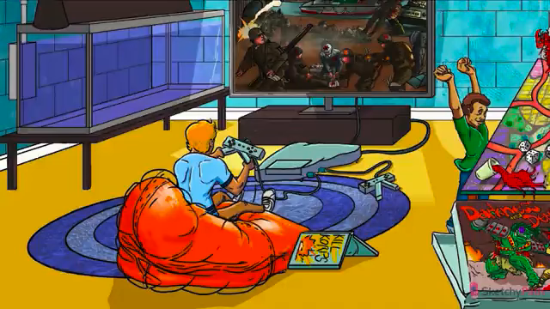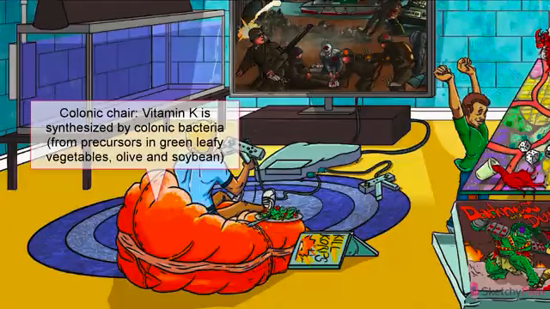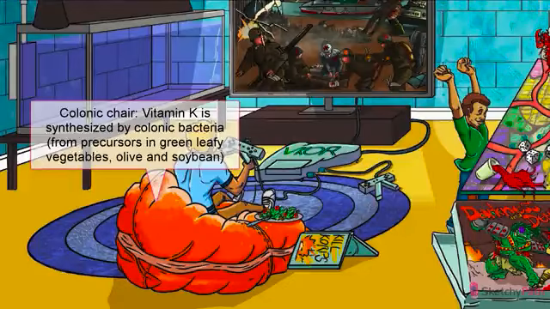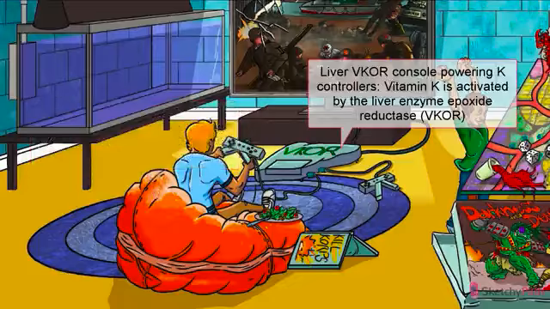Vitamin K is usually synthesized by colonic bacteria from precursors found in green leafy vegetables and oils like olive and soybean oil, the perfect snack for pwning noobs. Once formed, vitamin K is activated by the liver enzyme epoxide reductase, abbreviated VKOR. So in front of the TV is a liver-shaped console, VKOR, powering those K-shaped controllers.